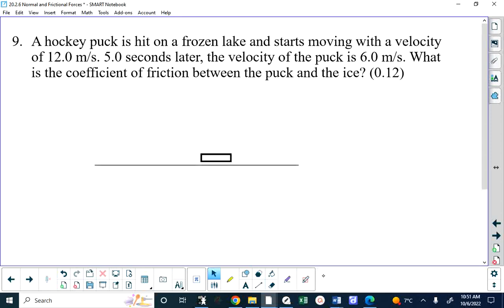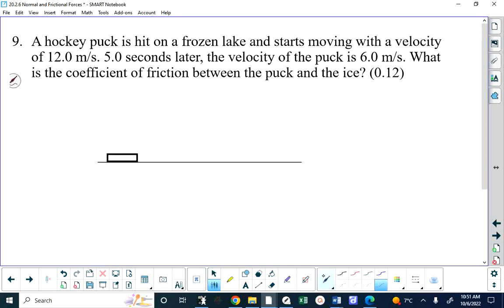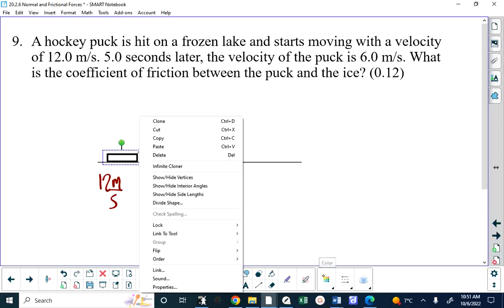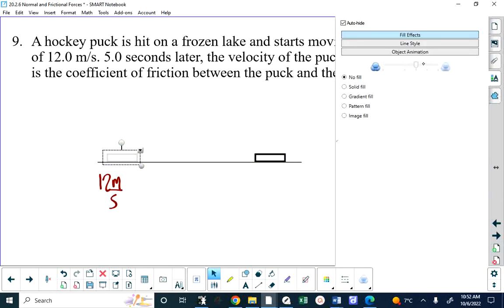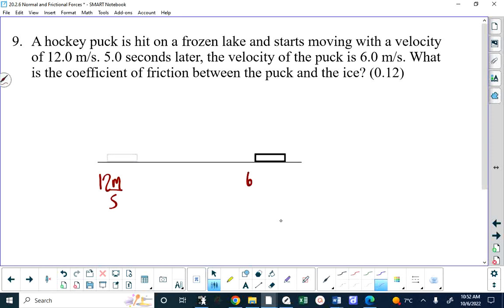It's not a floating hockey puck. It slows down from this point, where it's moving at 12 meters per second, over here later on, it's moving at 6 meters per second. This is not drawn to scale. This distance is probably quite large. And it takes 5 seconds. To go from here to here is 5 seconds.